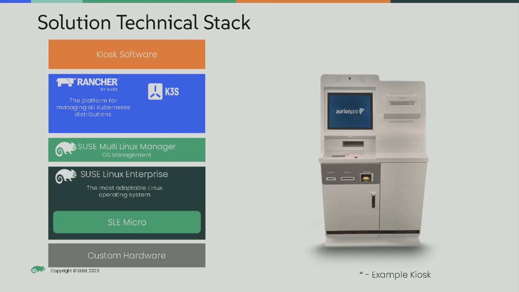K3S, a spectacular single node Kubernetes engine. It does a really nice job. It's lightweight, does everything you need it to do. If we want to do high availability, I can do it with just 2 nodes. I don't need to do 3 nodes like you do with typical RKE. So we've got some good options there. And then the custom kiosk software runs on top of all of that.